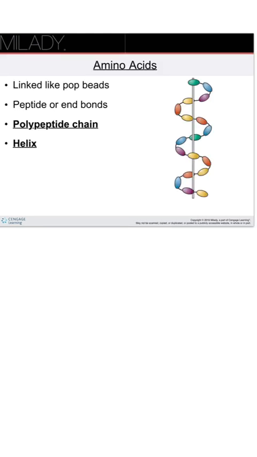Amino acids. Do you remember the little pop beads that you played with when you were about 18 months old? Probably not, but hopefully you've been around a toddler who's played with these little pop beads. Amino acids kind of link like a pop bead. There are peptide or end bonds. These different amino acids link together to form a polypeptide chain. That's what you're seeing on the right side of the screen. As the chain forms, it creates a spiral type effect. This is called a helix.